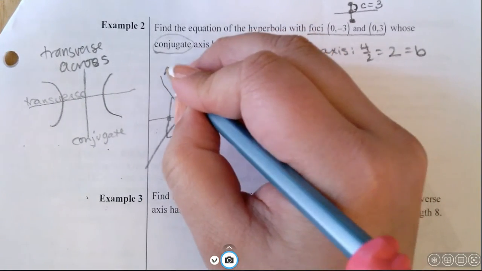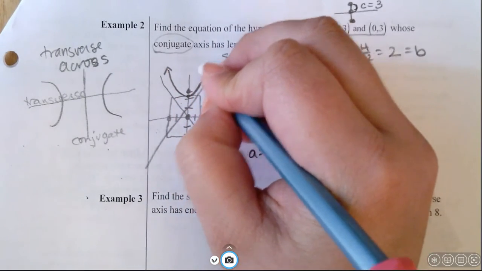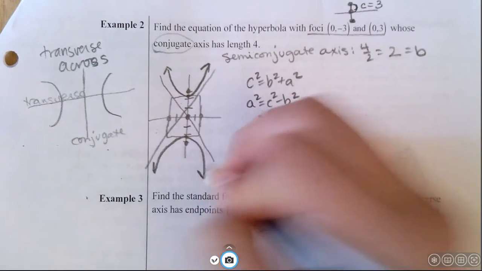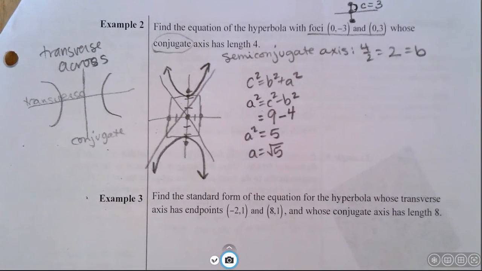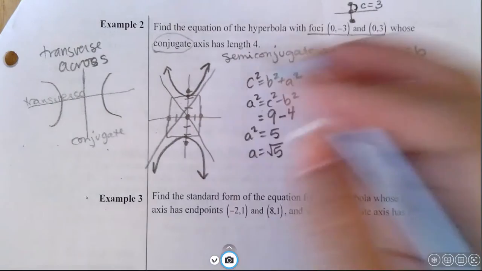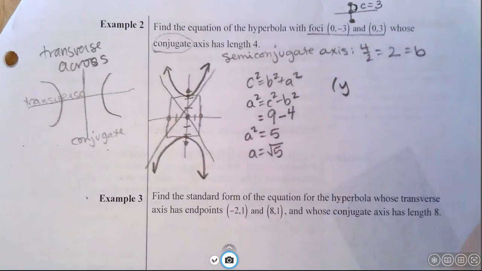There's my vertex, and there's my vertex. Obviously not a perfect drawing, but it gives us an idea of what all of our values are and how to create our equation. This is an up and down hyperbola, so that means y is going first, minus k.